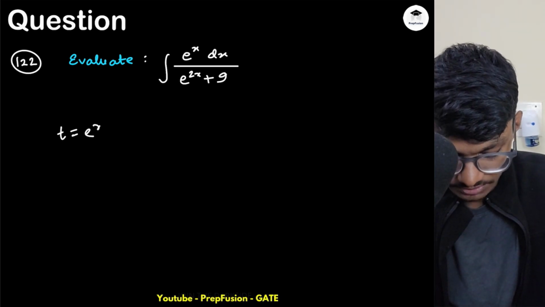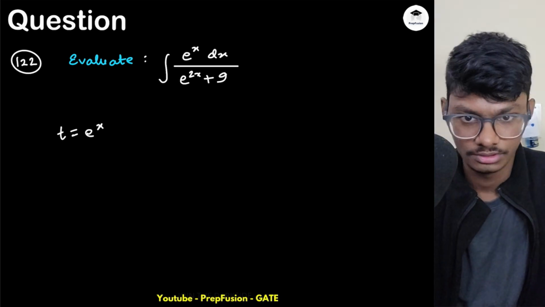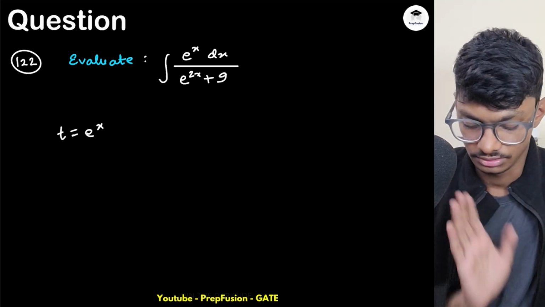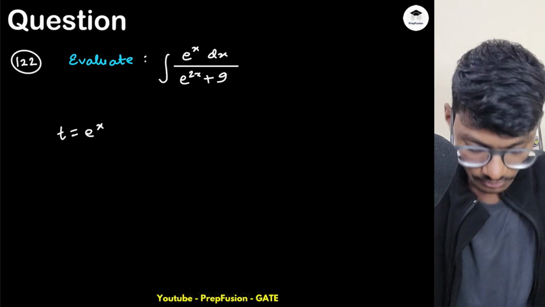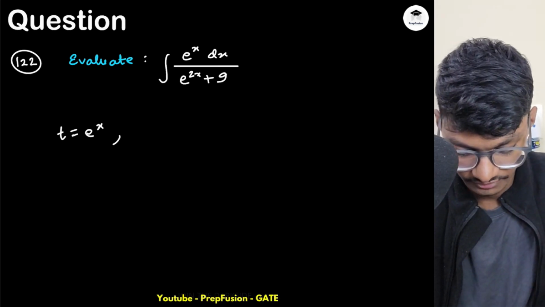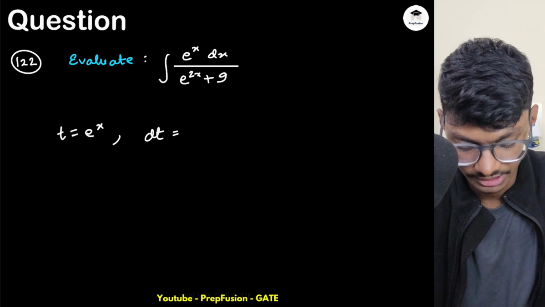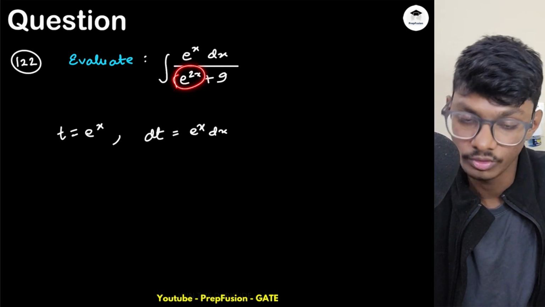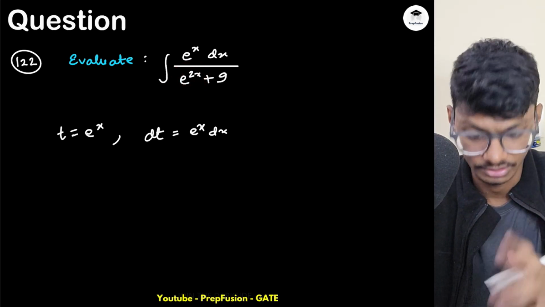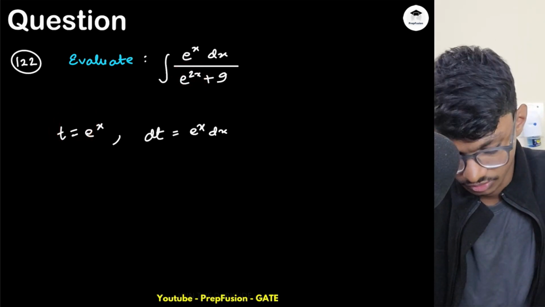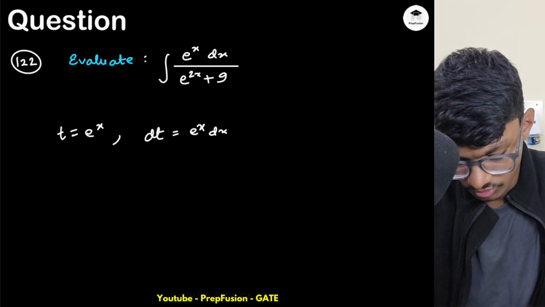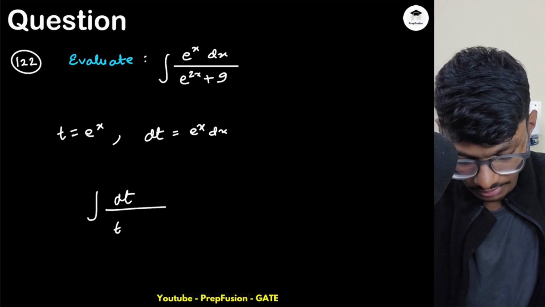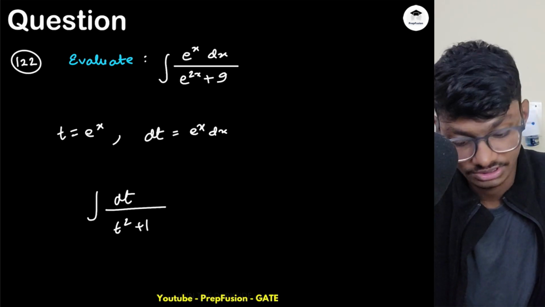So what I can do, I can assume that e raised to power x is my substitution variable, t. So here I can write that differentiation, dt will be equal to e raised to power x dx, and e raised to power 2x will be simply t square. If I square this, it will be t square. So this will be simply dt by t square plus 1.